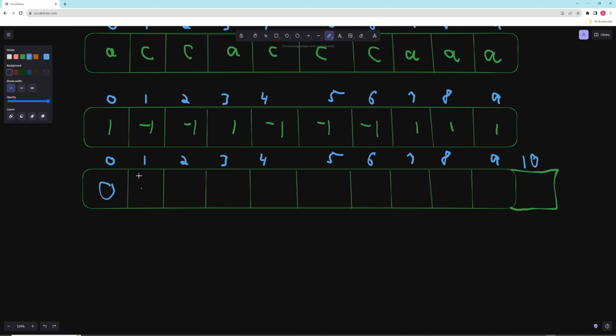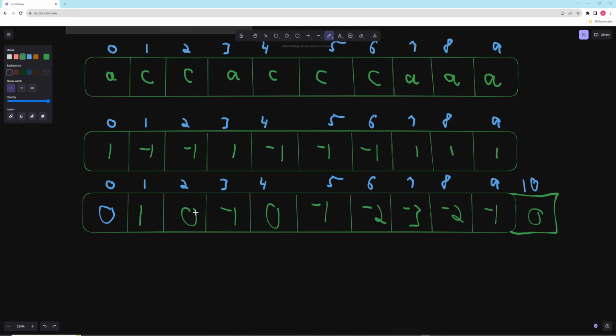So what we can do is we can just say, okay, now we can start adding these up. So this will be like 1, 1, then 2 will be both of these added, so it'll be 0. Then we add this one, so -1, add this one, 0, add this one, -1, -2, -3, -2, -1, 0. So this is a little confusing, but essentially, let's say we wanted to get the difference of like these two locations.